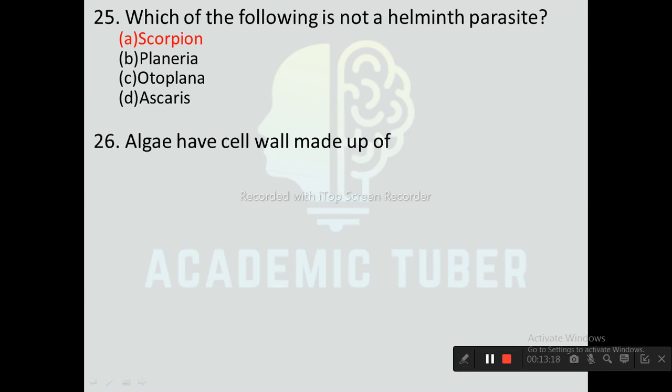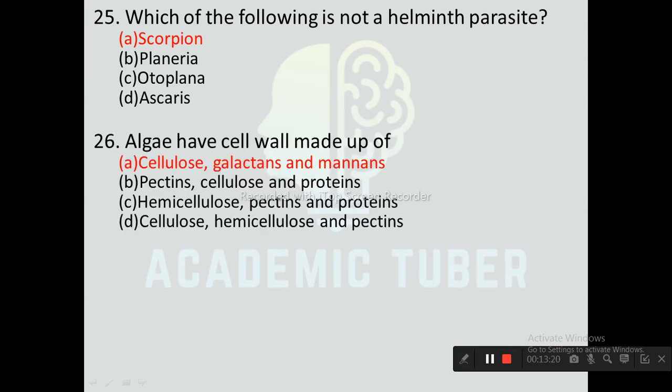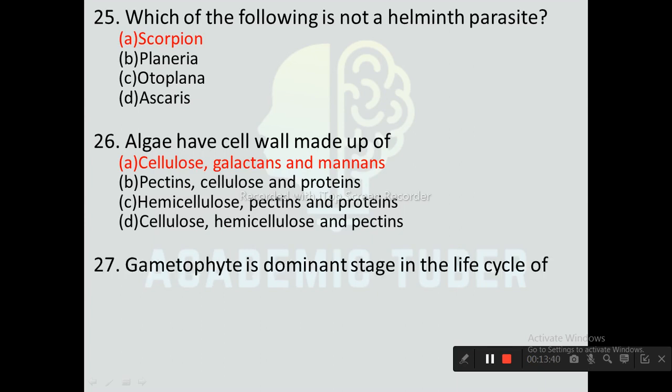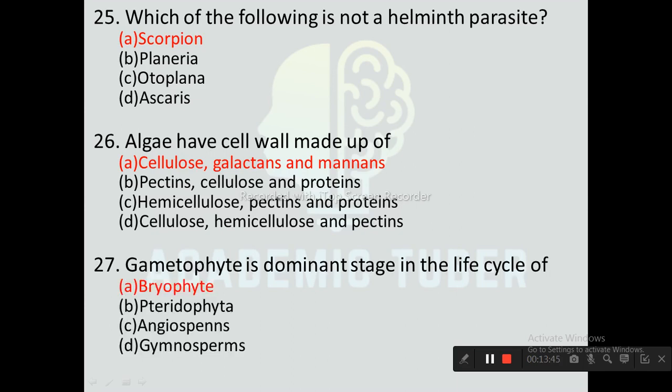Next one, algae have cell wall made up of, and the options are cellulose, galactans and mannans, pectins, cellulose and protein, hemicellulose, pectins and protein, cellulose, hemicellulose and pectin, and the correct option is option 1, that is cellulose, galactans and mannans. Next one, gametophyte is the dominant stage in the life cycle of, and the options are bryophyta, pteridophyta, angiosperm and gymnosperm, and the correct option is bryophyta.